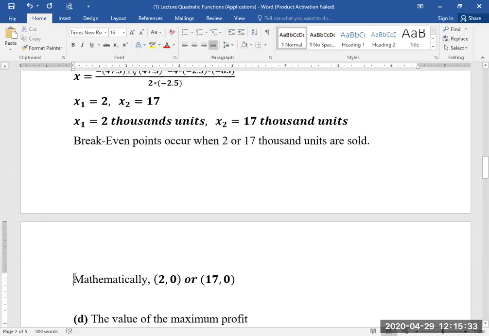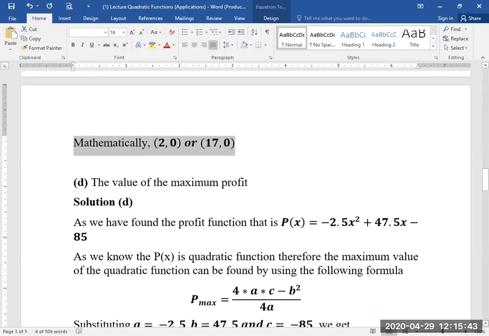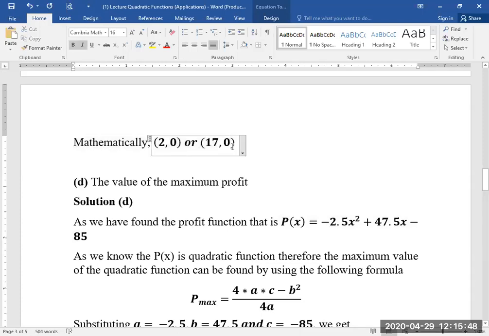Mathematically, in the coordinates, I have written like this. We know that the break-even point is where neither profit nor loss is sustained by the company. Therefore, the profit is on the y-axis, and the x-axis is the coffee production level. So (2, 0) and (17, 0) are the mathematical form of the break-even points.